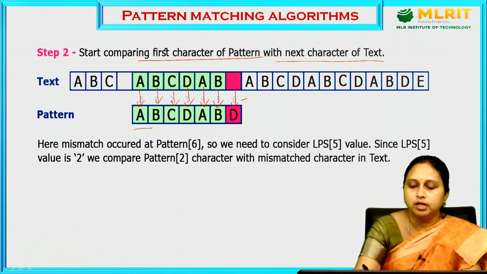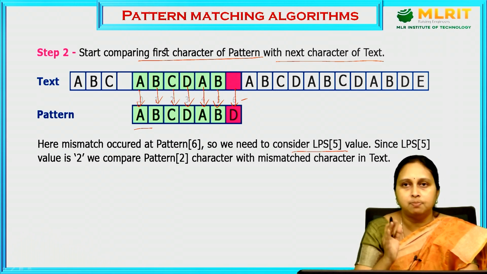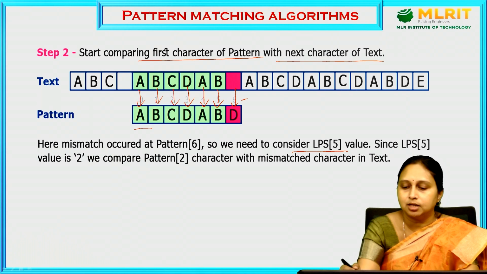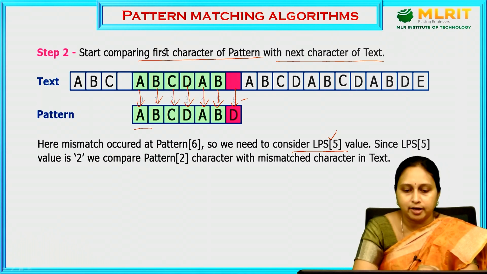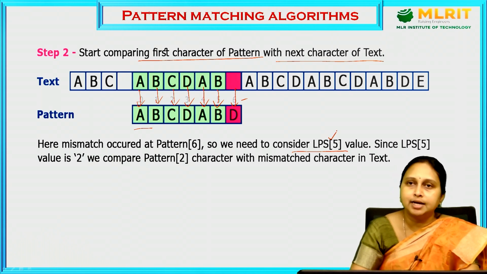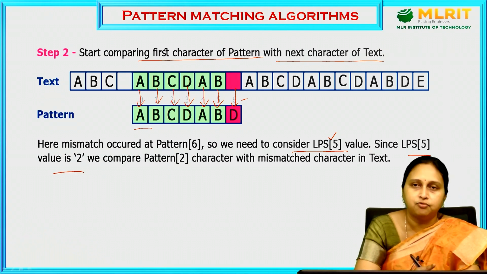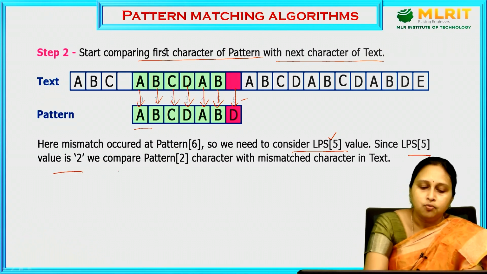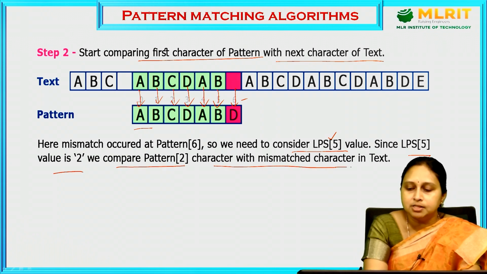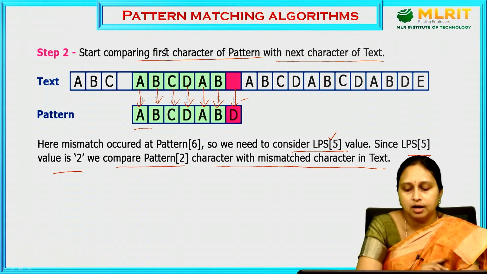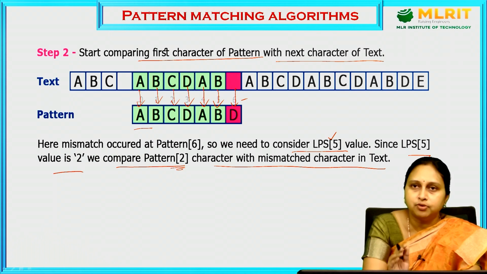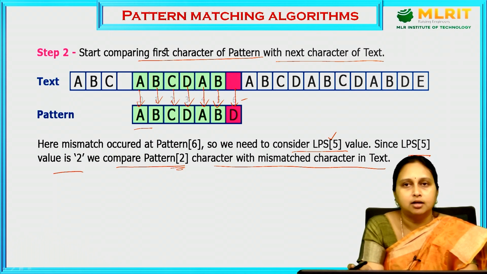Now what do we need to take? We need to take the LPS table, the previous value. That's why we are taking LPS of 5. Right? What is there in LPS of 5? LPS of 5 value is 2. If you check the table, you can find the value as 2. Now, we compare pattern of 2 character with the mismatched character in the text. Where it is mismatching, from there we are going to start comparing.